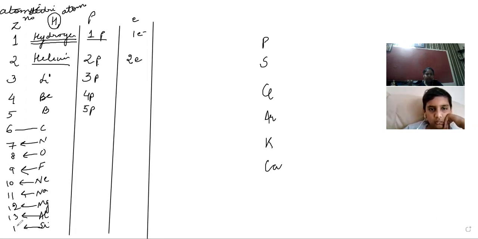Atomic number of silicon is 14. Phosphorus is 15. Sulfur is 16. Chlorine is 17. Argon is 18. Potassium is 19. And atomic number of calcium is 20.